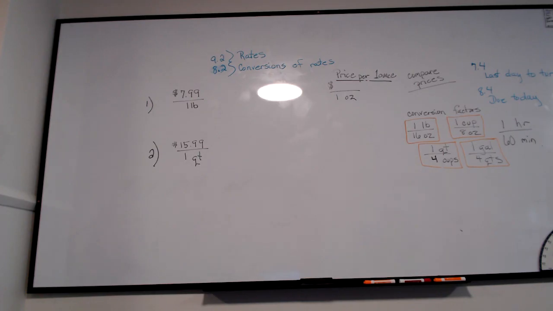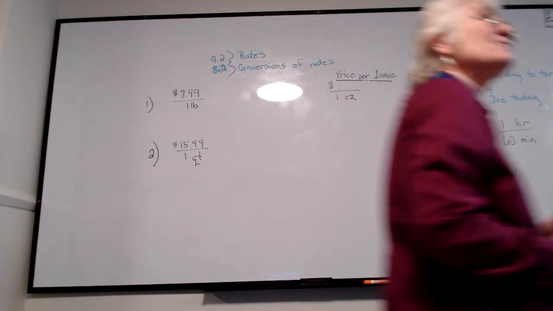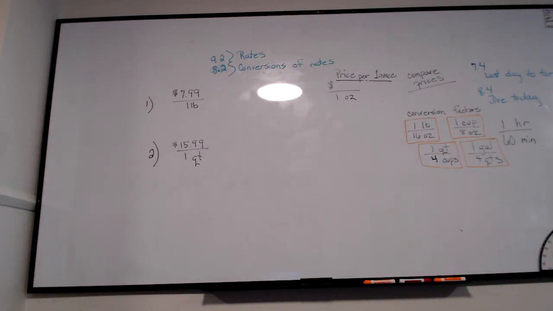Now, I have dollars up here on top. I need ounces on the bottom. So 7.99, that's what I want. Now we can do multiplication. These are pounds. Multiply it by the factor and then divide. What'd you get? What is your factor? 1 pound is how many ounces?